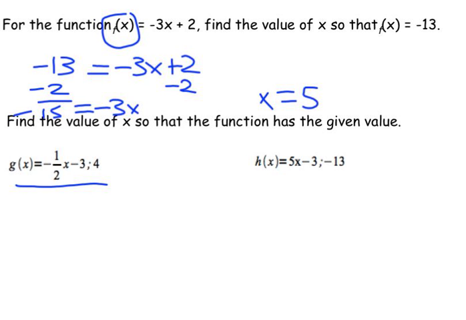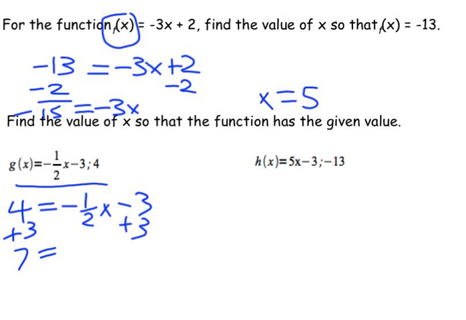Same sort of problem here. It says, find the value of x so that the function has the given value. So the function's value is going to be 4, which is equal to negative 1/2 x minus 3. And so what do we do? We add 3 to both sides because we're isolating the variable. And so we have 7 is equal to negative 1/2 x. We're going to multiply both sides by negative 2 to get rid of this part here. And when we do that, we're going to end up with negative 14 is equal to x.